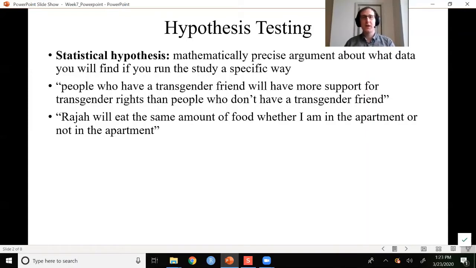In the example I was talking about, I had a hypothesis about how much Raja will eat food. And so you can also have a hypothesis that there isn't going to be any difference. So in this case, it might be that Raja will eat the same amount of food whether or not I am in the apartment.